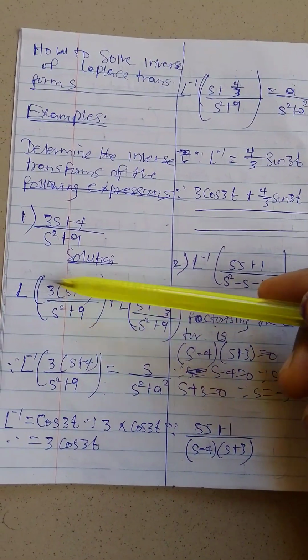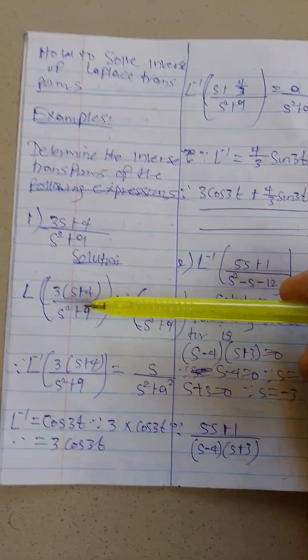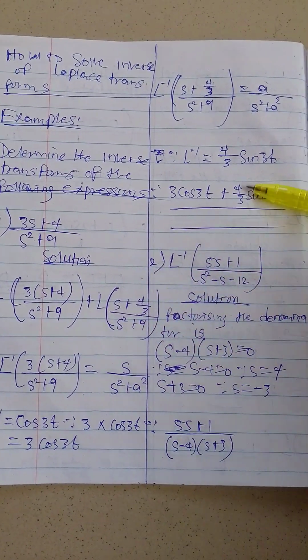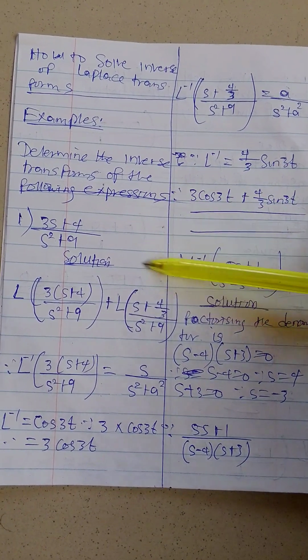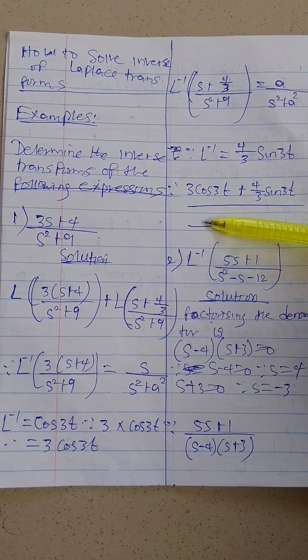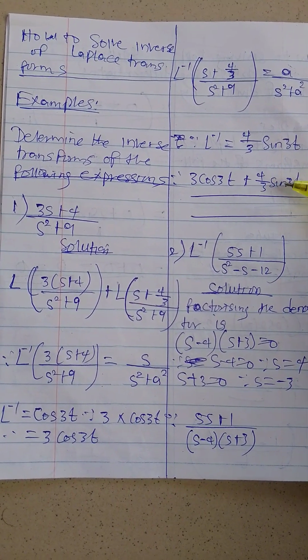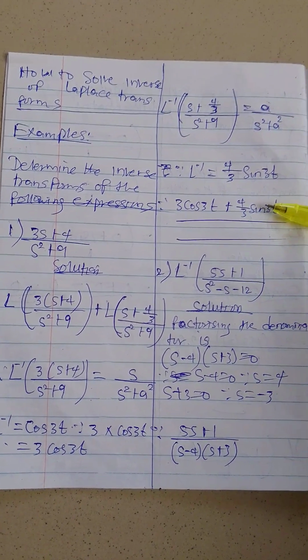Since it is this plus this, what do you do? The answer for this is 3 cos 3t, and the answer for this is 4 over 3 sine 3t. Okay. So the answer is 3 cos 3t plus 4 over 3 sine 3t. Okay. Now that is the answer.